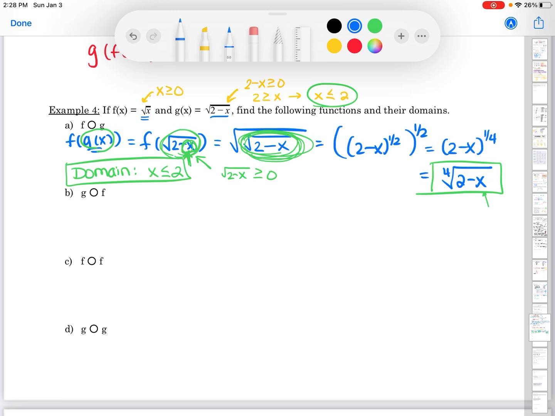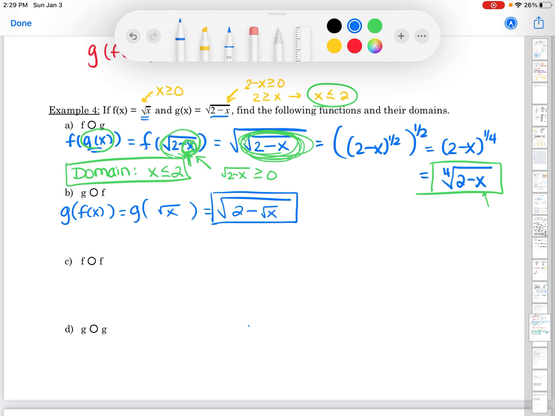So g circle f, or g composed with f, or g of f of x. Again, order does matter. We're going to put the f of x function inside the parentheses, so that's the square root of x. And then we're going to put that square root of x in place of the x in the problem. So it's the square root of 2 minus the square root of x. Certainly a different answer here. I can't just start multiplying things out. This is pretty much as good as it's going to get.